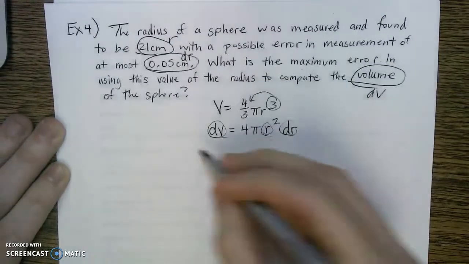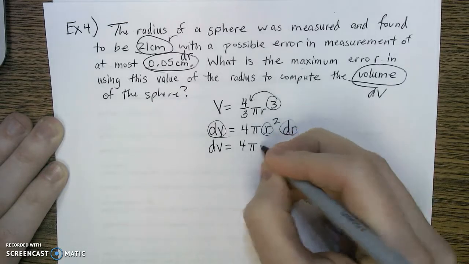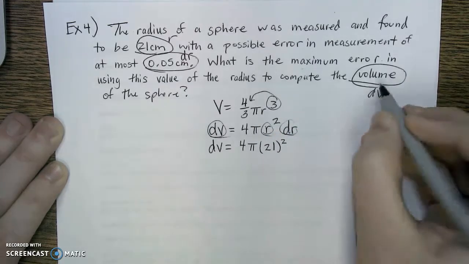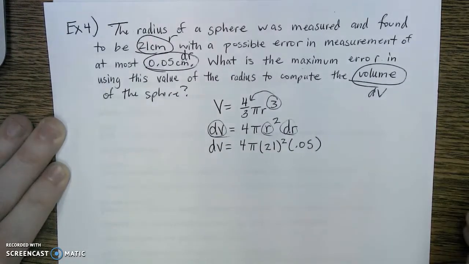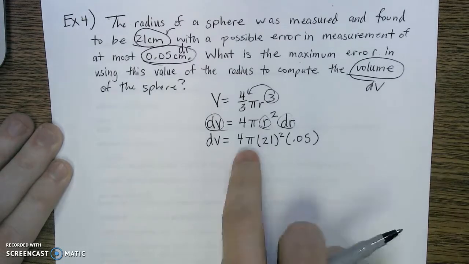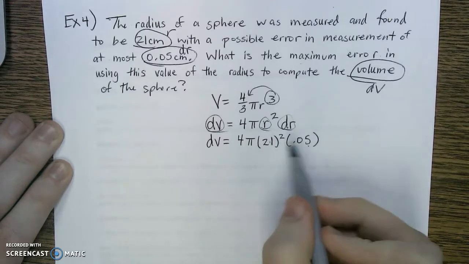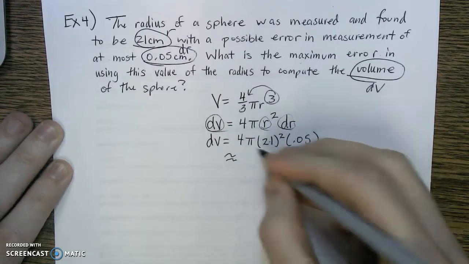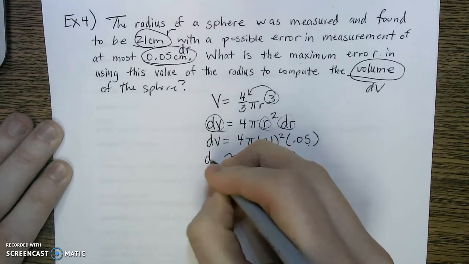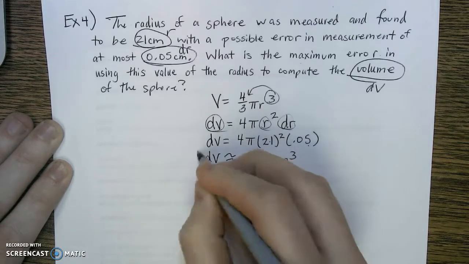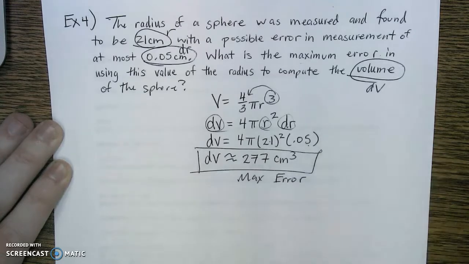I was given an r, given a dr, looking for dV. So I plug in what I know. The change in volume will be 4 pi, and then I plug in 21 squared, and then plug in 0.05 for dr. And then here I would use a calculator. If we were on a test, it'd be a little easier numbers than this. But here I'm getting about 277 cubic centimeters because it's the change in volume. And so that is my maximum error for volume. So that's what it's asking for.